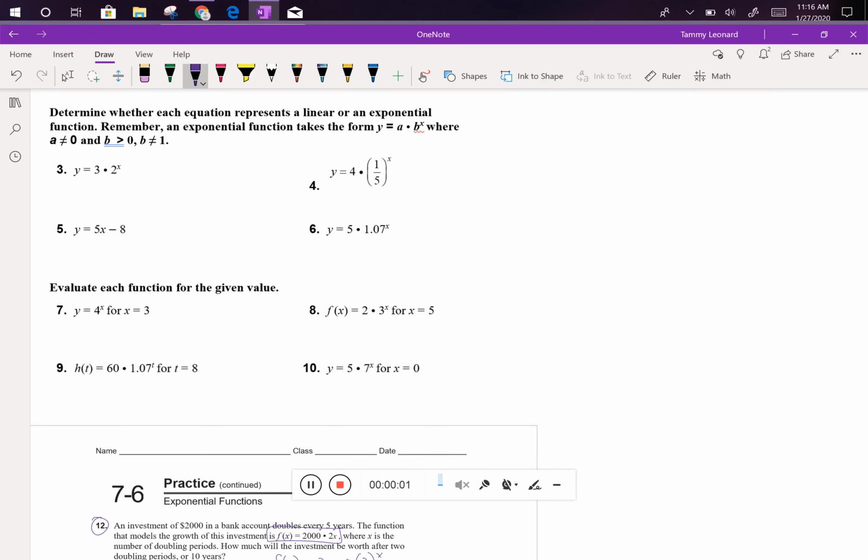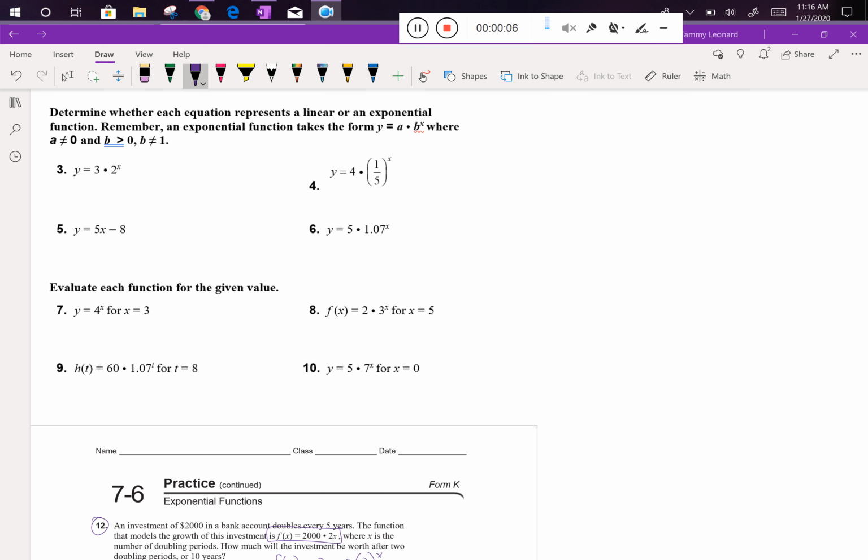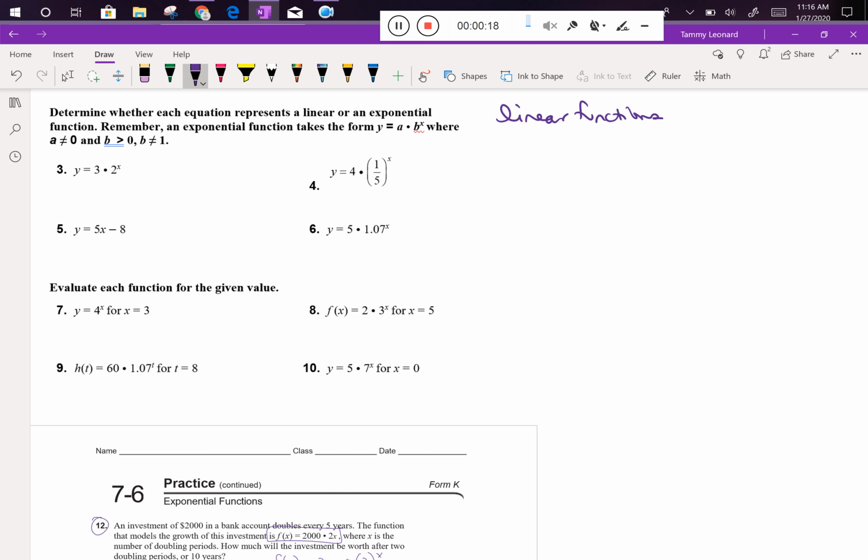In problems like questions 3 through 6, you're being asked to determine whether the relationship represents something linear or exponential. Well, remember, linear functions can take three basic formats.